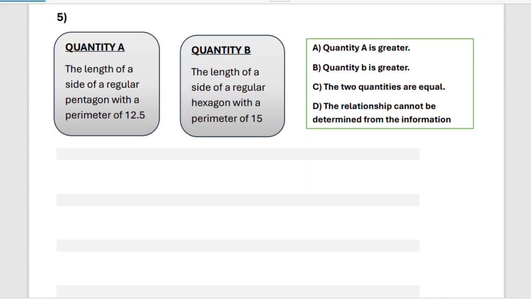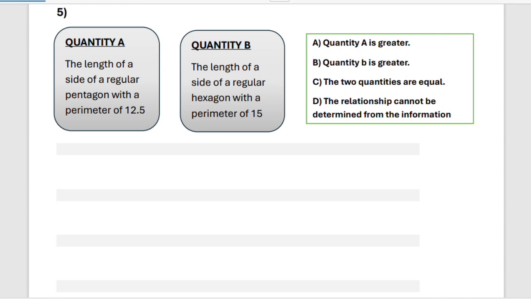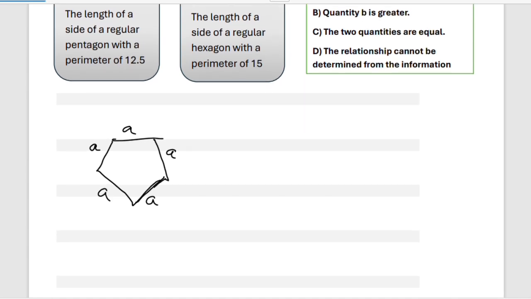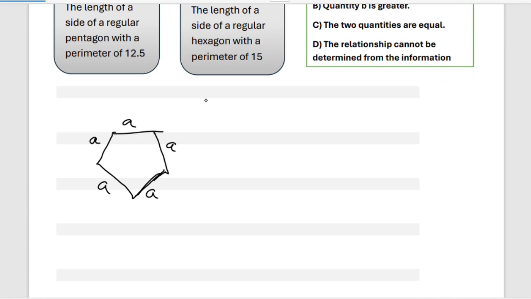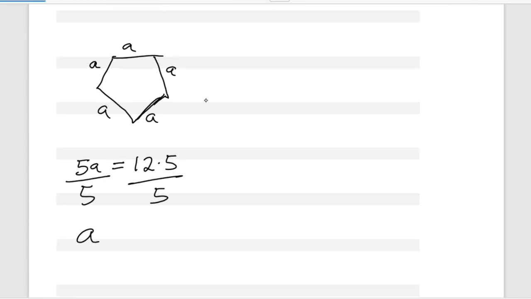For the next question, we are given the length of a side of a regular pentagon with a perimeter of 12.5. A pentagon has 5 sides, and when you hear the word regular, that means all the sides are equal. So if this is A, this is A, this is A, this is A, this is A. And what is perimeter? Perimeter is the sum of the lengths. So this will be A plus A plus A plus A plus A, which is 5A. This equals 12.5. If you divide both sides by 5, I have that A is simply 2.5.